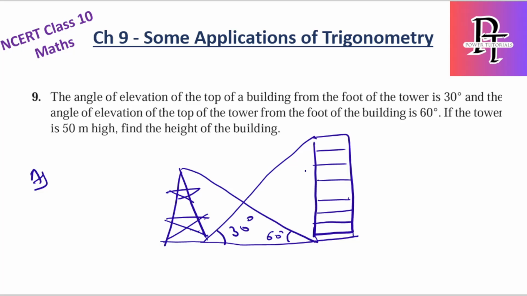Okay, so definitely the tower is higher than the building. Then if the tower height is 50, so suppose this height is 50, find the height of the building.